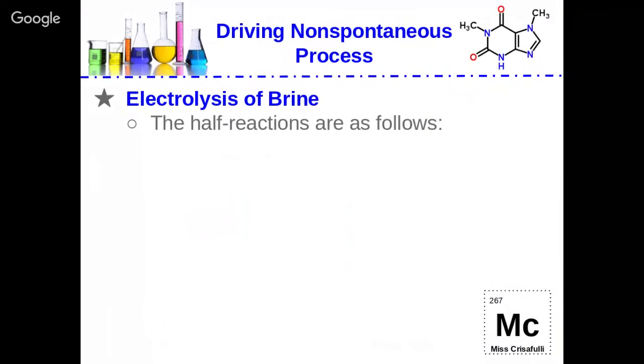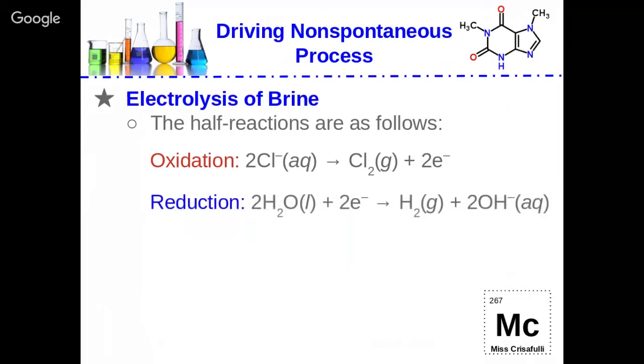The half reactions for this are as follows. We have chloride ions going to chlorine gas, and we have the reduction of water going to hydrogen gas and hydroxide ions.